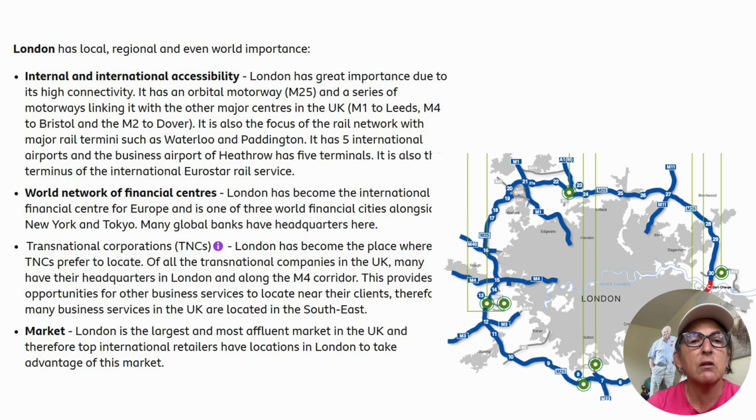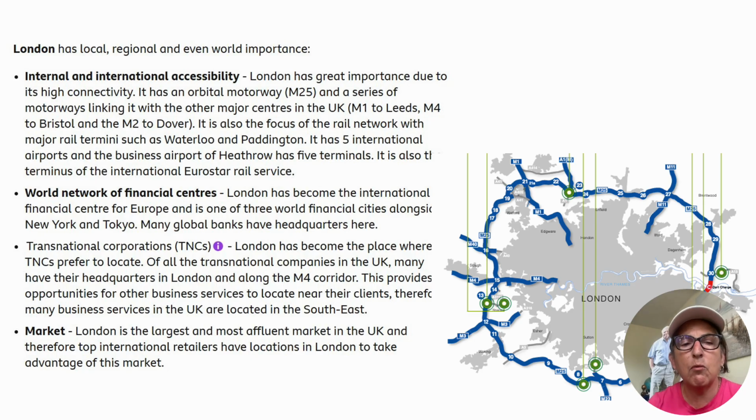You've got everything you need on this slide. It is the international financial centre of Europe and one of the 3 world financial cities alongside New York and Tokyo. Many of the global banks like HSBC have their headquarters there. Many TNCs have located their headquarters in London and along the M4 corridor. This in turn provides lots of other opportunities for other businesses, which is why there is so much economic activity in the southeast. And finally, it is the largest and most affluent, that means richest, market in the UK.